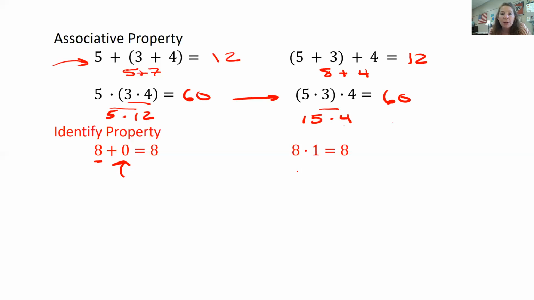Well, what do I multiply by to get what I start with? Well, if you multiply any number times 1, you get what you start with, right? So 8 times 1 is 8. 5 times 1 is 5. 10 times 1 is 10. So when we're talking about the identity property, for multiplication, that means that you're multiplying by 1. And for addition, that means you're adding 0, because you want what you started with. That makes sense? Identity property, you're either adding 0 or multiplying by 1.